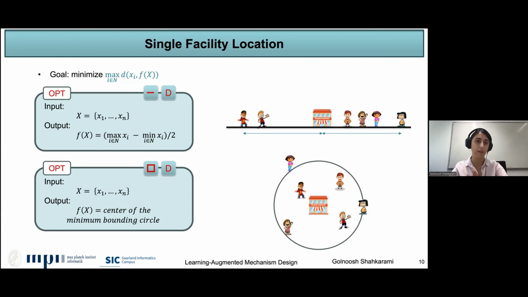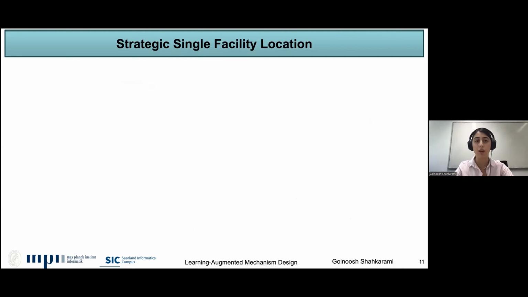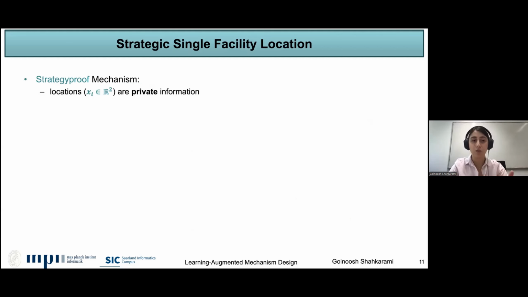Well, fine, we can find the optimal solution, but are these mechanisms strategy-proof? Well, let me remind you again what strategy-proofness is. Here in this problem, the locations of these agents are private, so we do not have access to them. They report them to us. And we want to design a mechanism such that no agent has incentive to misreport their data, their location.